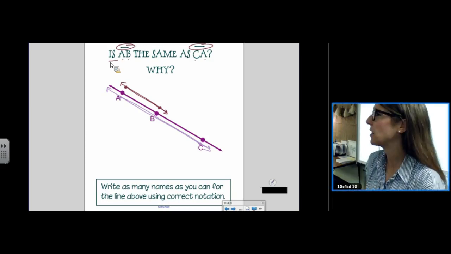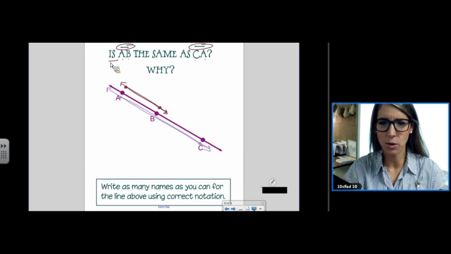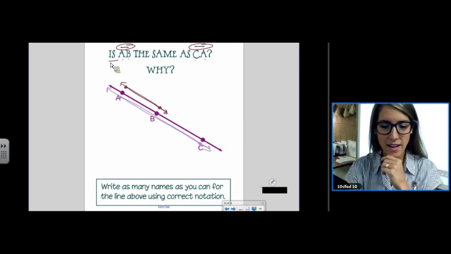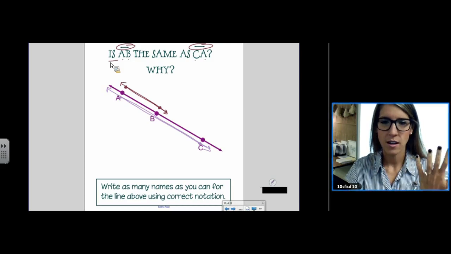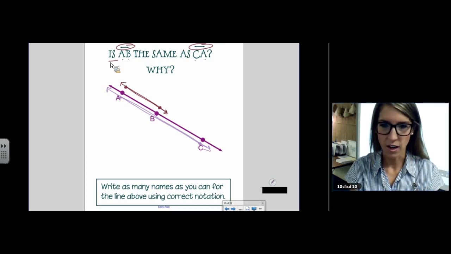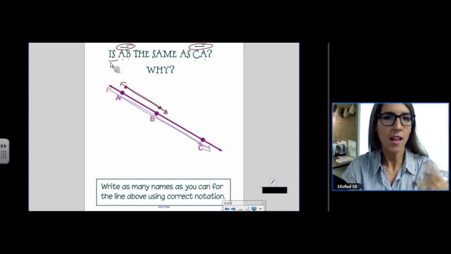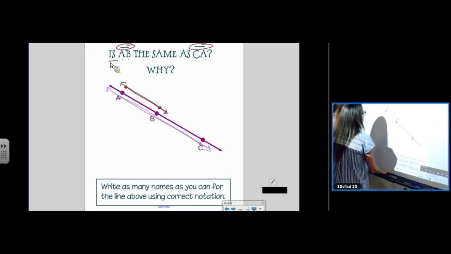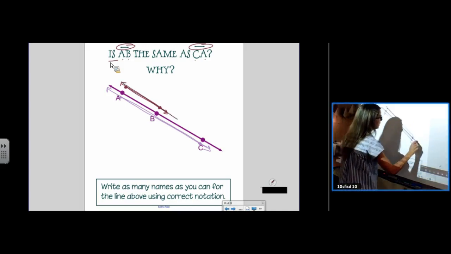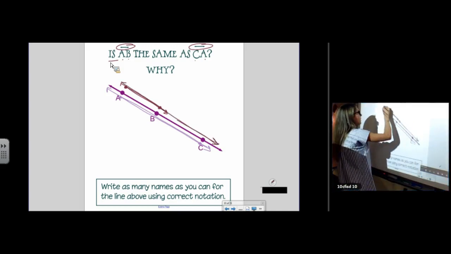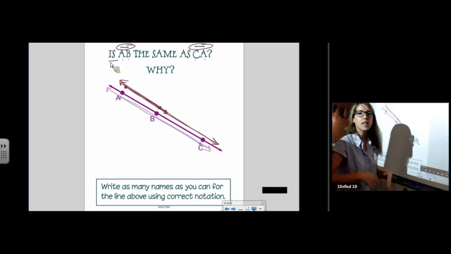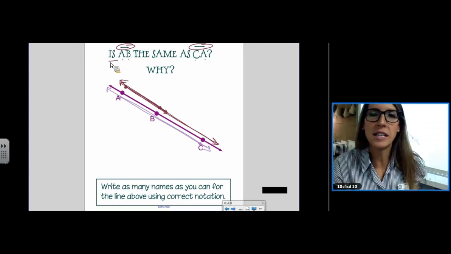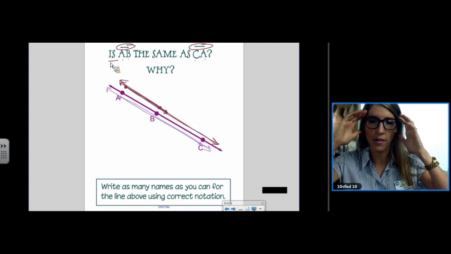Some people in my first period said, well, no, because AB is shorter than CA. But can lines be shorter than each other? By definition, a line goes on forever. So you can't measure a line. A line doesn't have a length. So if this one goes on forever, and the other one goes on forever, well, by golly, they're the same line. Lines don't have length. I can't say, oh, these are the same length. Lines can't even be congruent to each other.